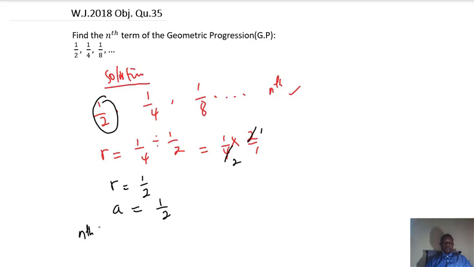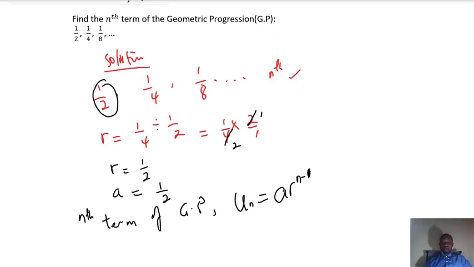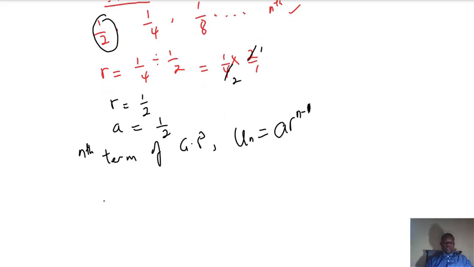So the nth term of a GP, which is Un, is going to be the first term times the common ratio exponent n minus 1. So we have Un, that is what we are looking for. And what is the first term? The first term is 1 over 2. So 1 over 2 times the common ratio, which here is 1 over 2, exponent n minus 1.